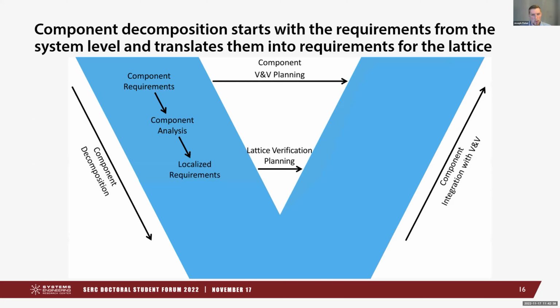So I'm going to walk through the steps of the V in three chunks. You start with requirements that flow down from your system level design, and through an analysis of your component, you're going to determine what we call the localized requirements. These are going to be used to drive the design of the lattice. As you go down, you need to plan both at the component level and at the lattice level what your verification and validation is going to look like. So you need to plan ahead so that you can actually then perform these tests.